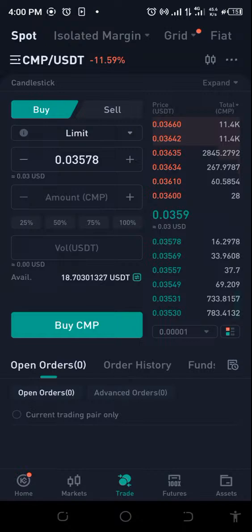I mean, for me, I don't think I enjoyed this particular inter-exchange arbitrage. It was for me a whole lot of stress, but it's here, it's done, and it's dusted.